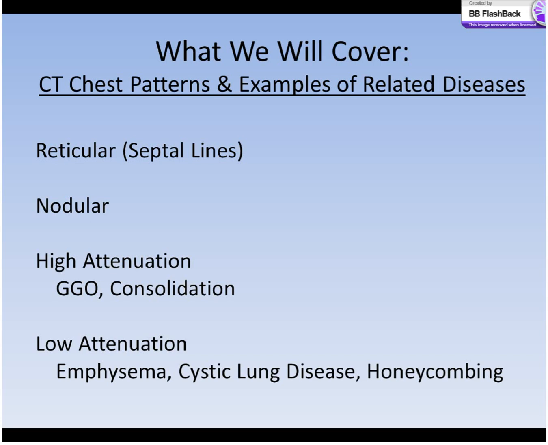What we're going to focus on today are the patterns of CT chest and how they relate to specific diseases. And there are 4 different patterns I think are very important to outline and feel comfortable with when you're looking at a CT chest. The first is a reticular pattern, which when you look at the CT chest is described as septal lines. Nodular, and the last 2 are high attenuation and low attenuation respectively. And within these 2 attenuation differences, the high ones include ground glass opacities and consolidation, whereas the low ones include emphysema, cystic lung disease, and honeycombing.